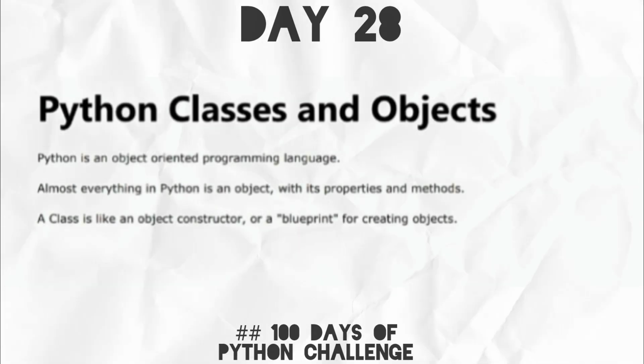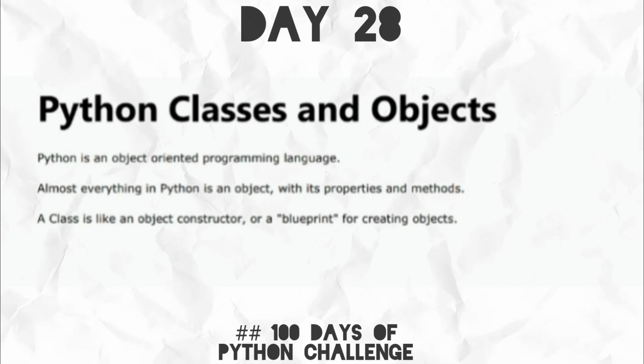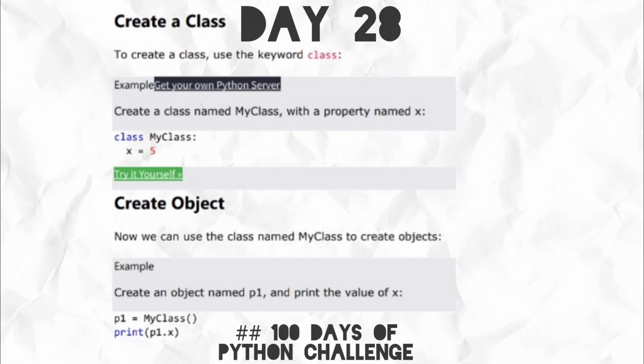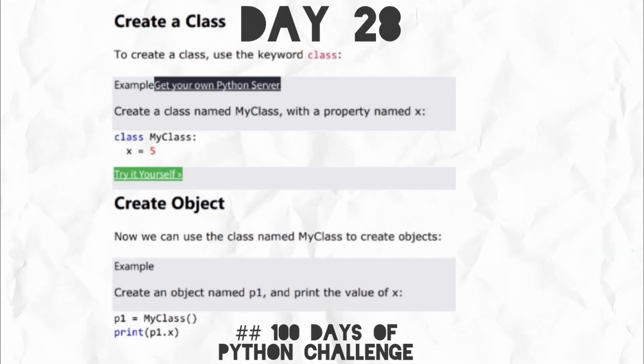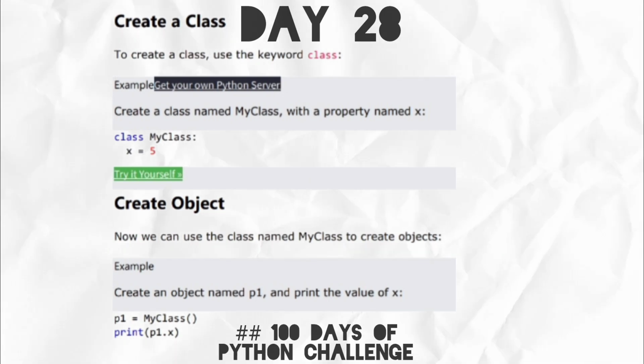Let's talk about Python classes and objects. Classes are like blueprints for creating objects. Here we have a person class with attributes name and age plus a method called greet. We can create an instance called p1 and call its greet method. This is how classes encapsulate data and the functions that operate on that data.